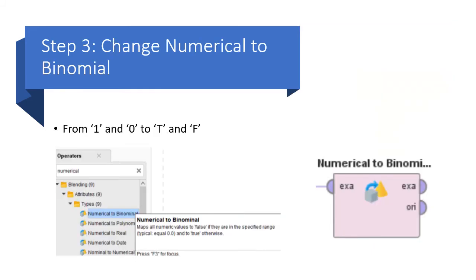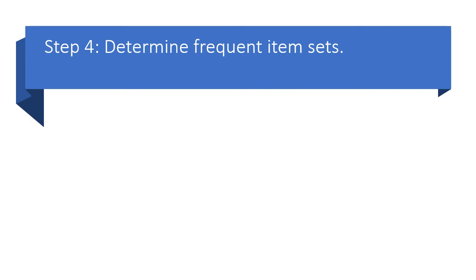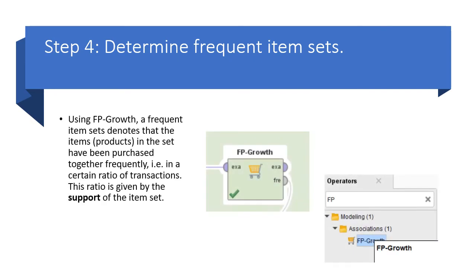Next, what you need to do is, because the data is coded as 1 and zeros, you need to change the data to code as true and false. And this is basically changing the attribute type from numerical to binomial so that it becomes a Boolean. Then determine the frequent item sets. Now this is basically using what we call the frequent pattern, or the FP growth set, to find out what is the highest support for the items that are brought together.